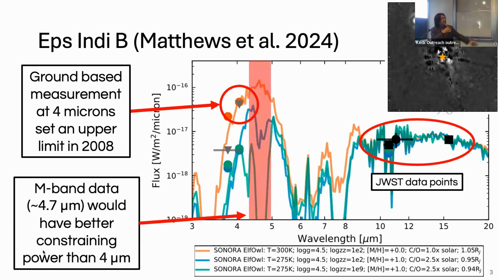And the thing is, if you look here, this is the M-band range, right? So they're actually missing where the peak of this SED is. And M-band data would have either possibly discovered it back in 2008, or just had much better constraints on the atmospheric properties of this planet if we had used M-band instead of 4 microns.